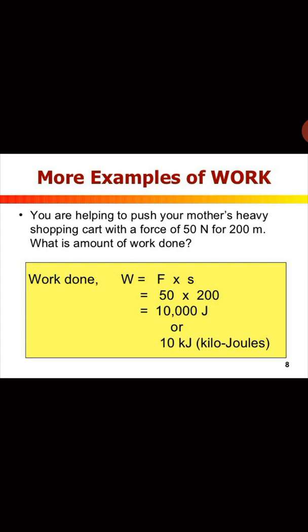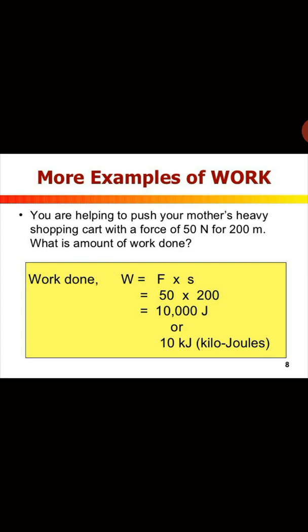So you need to write the formula first. Work done is force into distance moved. Here S is representing the distance. You may write D or S, small d for distance moved. Force is 50 Newton, so instead of force we write its value as 50 multiplied by the distance, here 200. So 50 into 200 gives you 10,000 joules. So the work done is 10,000 joules.